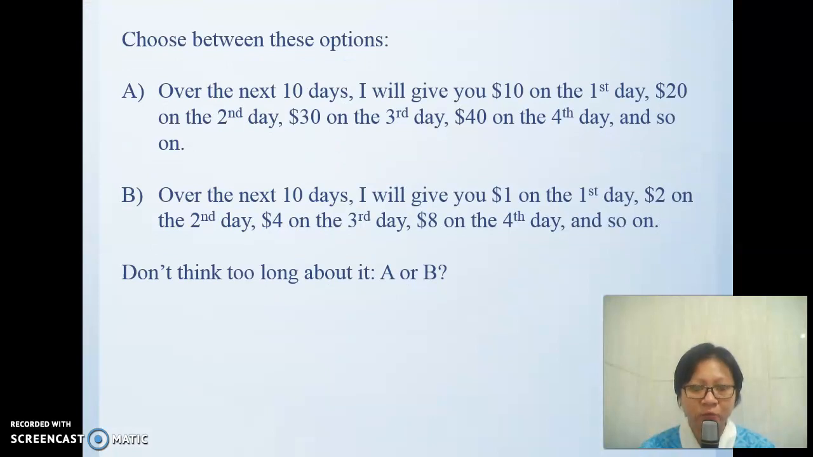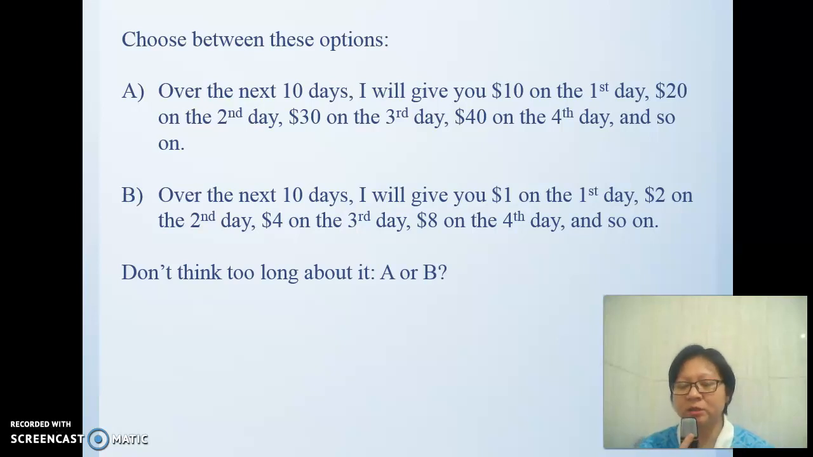I have two options, option A and option B. Choose between these options. If you choose option A, over the next 10 days, I will give you $10 on the first day, $20 on the second day, $30 on the third day, $40 on the fourth day, and so on. If you choose option B, over the next 10 days, I will give you $1 on the first day, $2 on the second day, $4 on the third day, $8 on the fourth day, and so on.